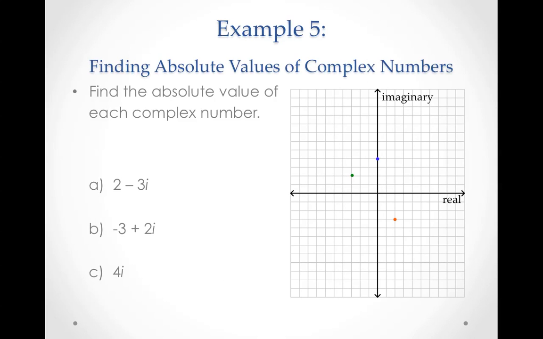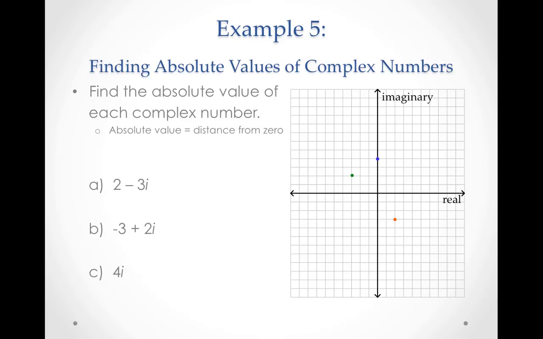All right, finally we want to talk about absolute value of complex numbers. Just like with real numbers, absolute value still means distance from 0. So when we're talking about 2 minus 3i, we know that that point is at 2, negative 3. So we saw that in one of our first examples. But now we want to know how far is that point from 0, which in this case would be the origin, 0, 0.